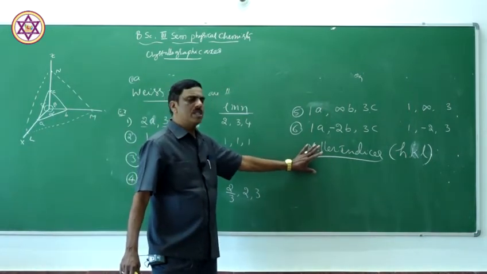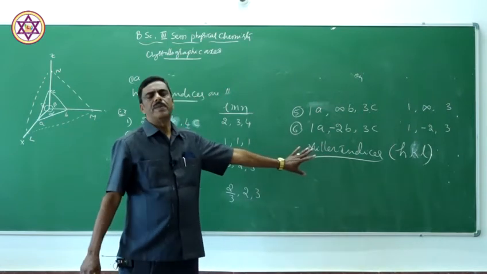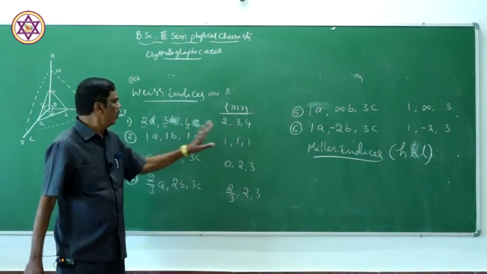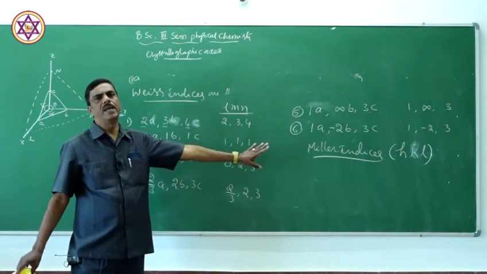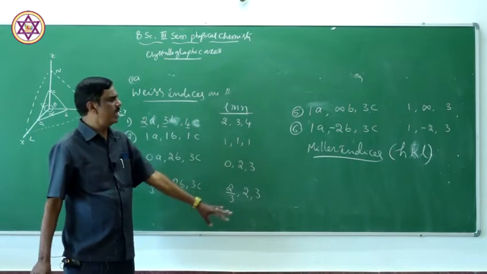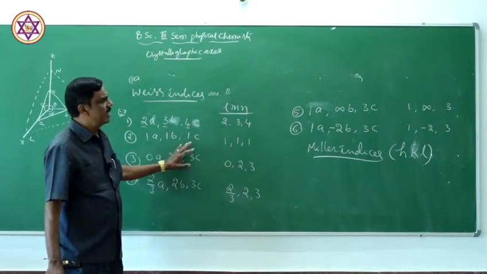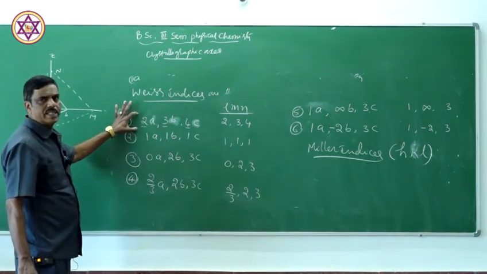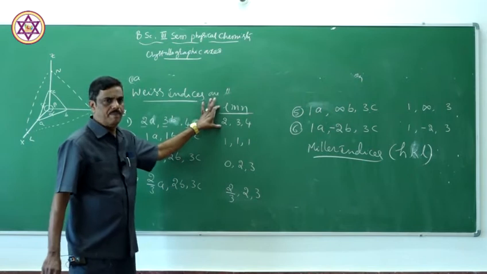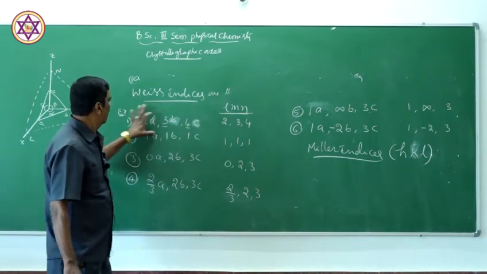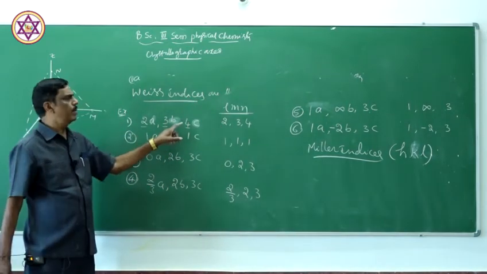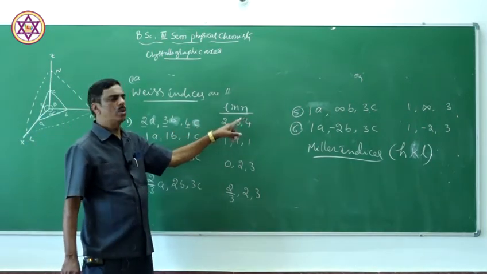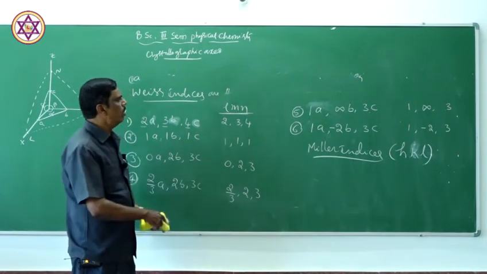The speciality of these Miller indices is that all of them are whole numbers. So, these Weiss indices are converted into whole numbers. There is a simple procedure to convert Weiss indices into Miller indices. Now, first, how to write the Miller indices H, K, L for this L, M, N? L, M, N is the Weiss indices of this plane 2a, 3b, 4c. Weiss indices 2, 3, 4. How to convert this into Miller indices?